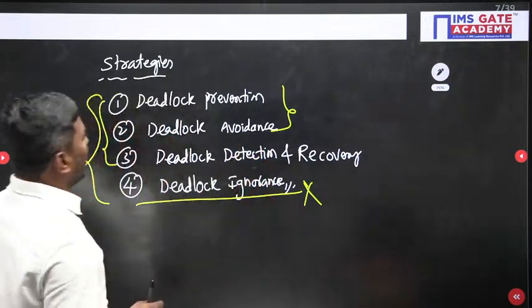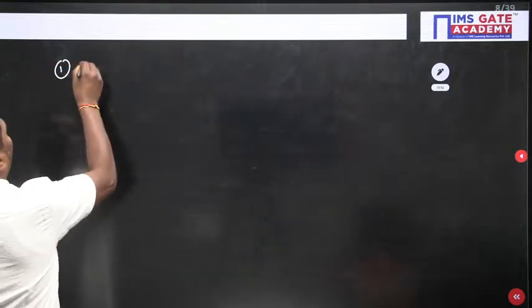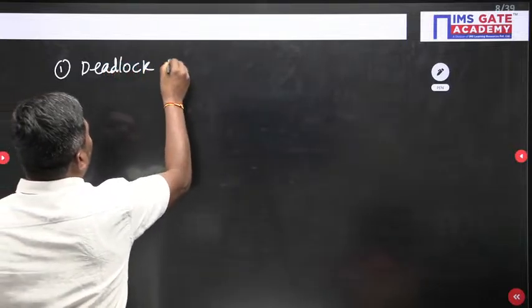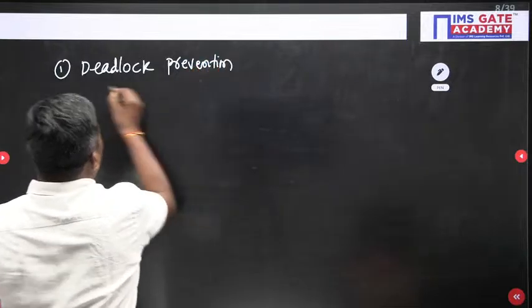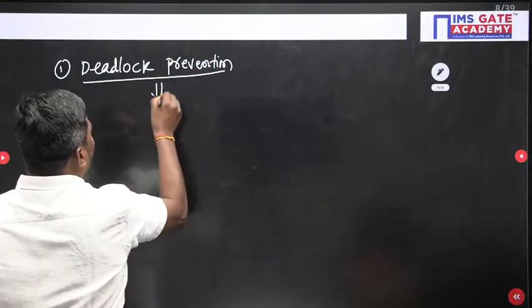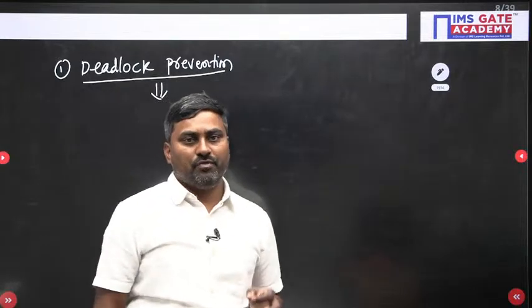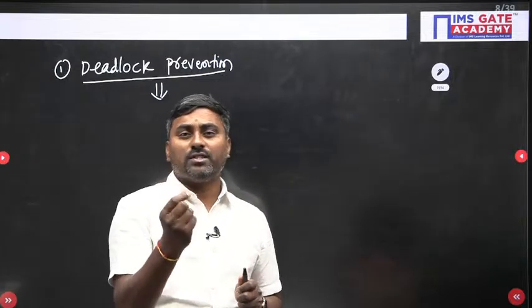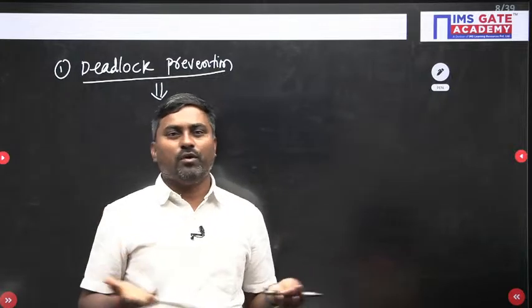Now, look at deadlock prevention. One by one we will see. We have studied it, but let's do a brief revision on prevention. Prevention means you look at the necessary conditions for the occurrence of deadlock. If at least one of the conditions is dissatisfied, deadlock will not arise.